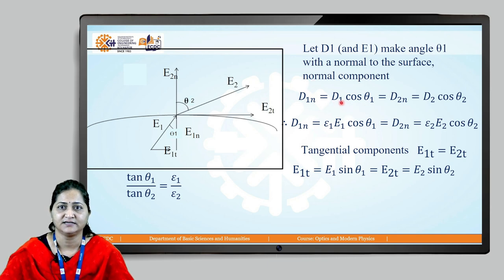We also know that D is equal to epsilon E. So we can write the same equation as D1n equal to epsilon 1 E1 cos theta 1, equal to D2n equal to epsilon 2 E2 cos theta 2. This equation we have obtained from the boundary condition that gives continuity for the normal component, that is D1n equal to D2n. Similarly, the tangential component of the electric field, E1t, is also continuous, and hence we can use the equation E1t equal to E2t.